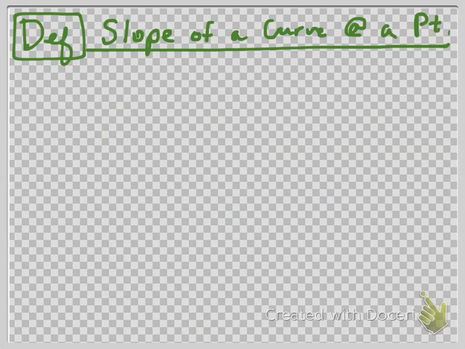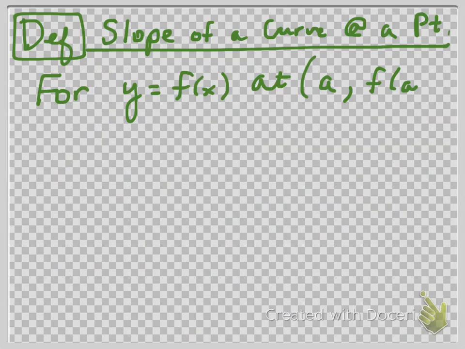Alright, so the slope of the curve. So we're going to leave out that phrase because we've already written that in the term itself. For y equals f of x, so we know that this is a what? A function. At, and I'm not going to tell you what this is, I'm going to ask you what it is: (a, f of a). What is that animal? It's a point. Yes? (a, f of a) is just a point.